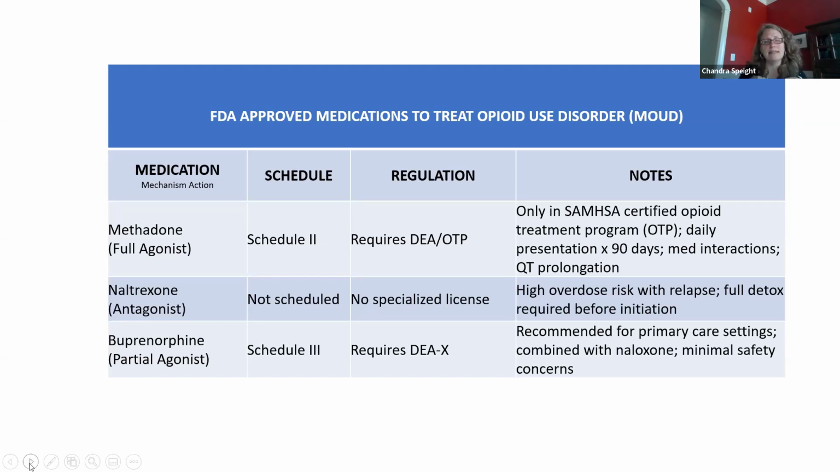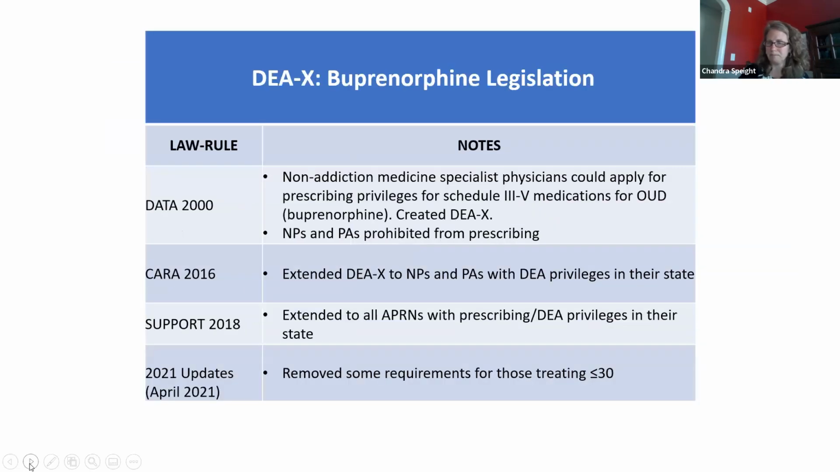Now, buprenorphine is sort of the medication recommended for primary care settings. It's combined with naloxone that prevents individuals from crushing and injecting the medication. When it's taken orally, the uptake of the naloxone is not such that it would make the buprenorphine not work, but it is if it's crushed and injected. And there's not many safety concerns with buprenorphine. So it's a very safe drug. People don't have to present every day to a treatment center to receive it. And so it's been recommended for rural areas.